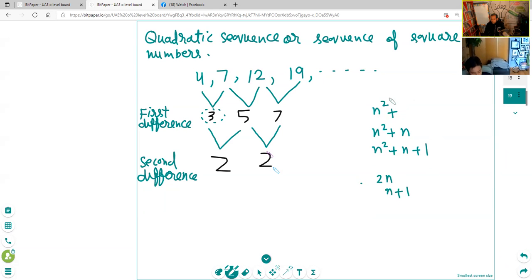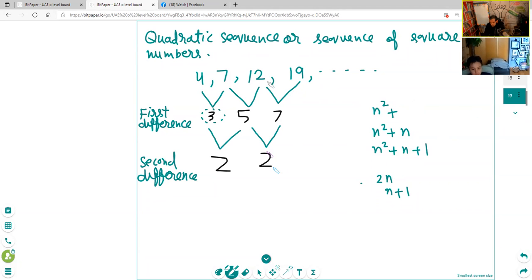But here its general term has n square. In an arithmetic sequence, the power of the variable is only n. But in this quadratic sequence, the power will be 2. The variable has power 2. It is a must.